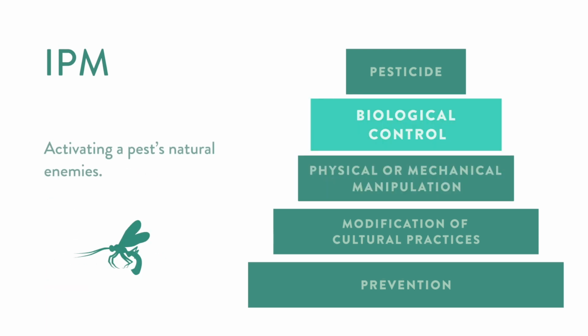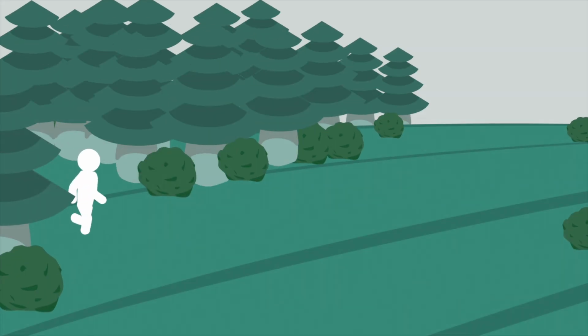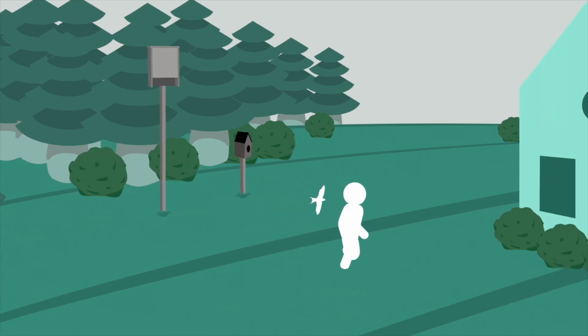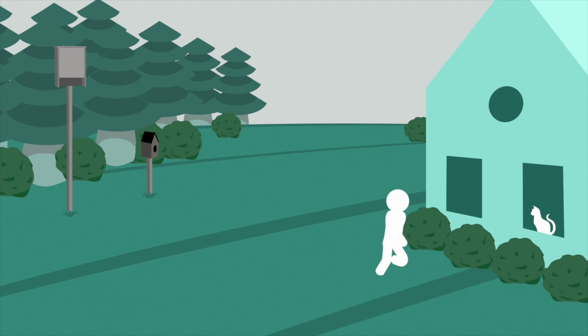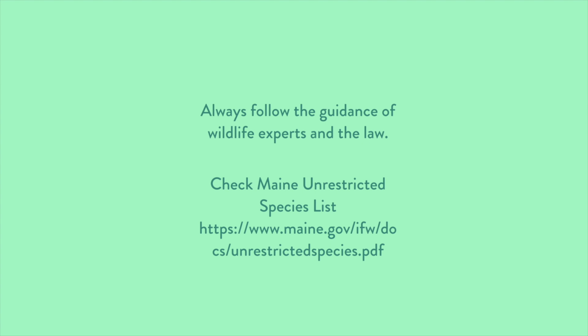Biological measures involve activating a pest's natural enemies. This can be done through habitat manipulation, like planting vegetation that adversaries enjoy. Installing things like bat houses and bird feeders entice insect-consuming animals. In some cases, competitive species can even be actively introduced to an environment, but this should always be done with caution, under the guidance of wildlife experts and in full observance of the law.